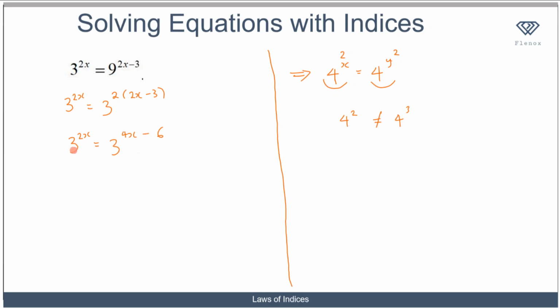So now we see that the bases are equal in this case. So it follows therefore that the exponents must be equal. So we equate the exponents. So we have 2x also must be equal to 4x minus 6.